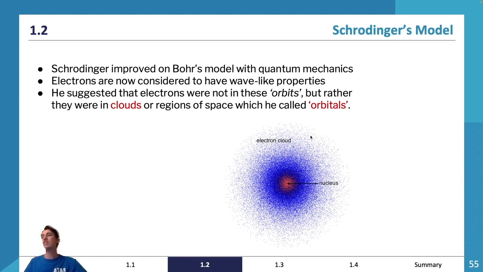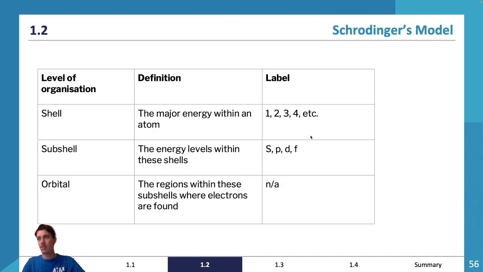And so he suggested that the electrons were not in orbit, but rather they were in a cloud in regions of space, which we called orbits. Now these orbits, he still referred to as shells. So he said, all right, they're in a shell. This is the major energy level within the atom. But they also have subshells, and these are energy levels within these shells. So you have an S, a P, a D, and an F. There are a lot more, but these are the first couple.